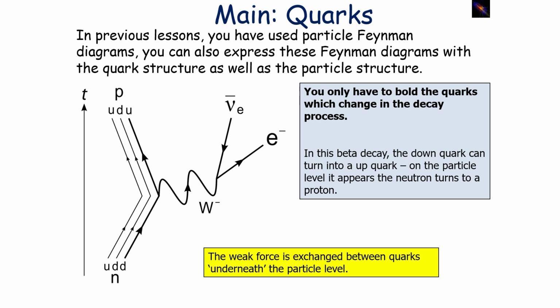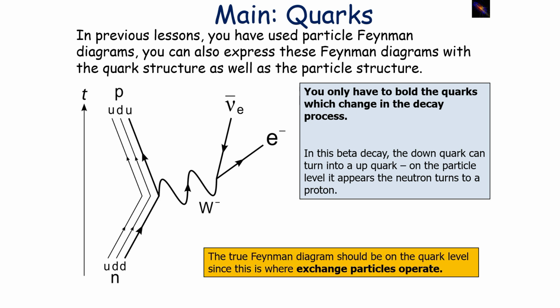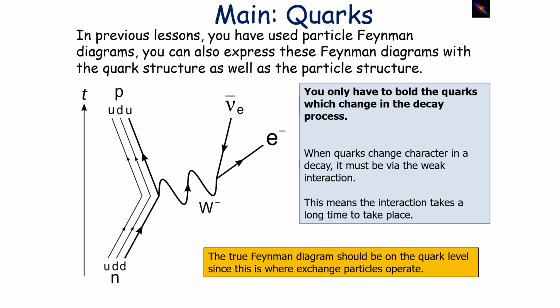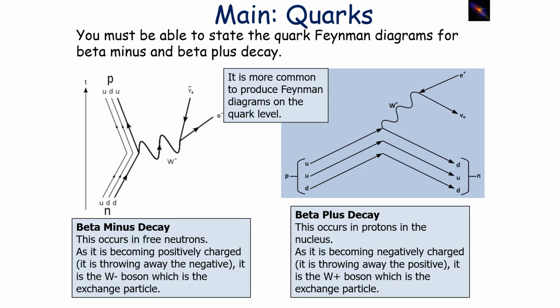Now, the weak force is exchanged between the quarks underneath the particle level. So a true Feynman diagram should be on the quark level, since this is where the exchange particles operate. Now, you can see here that you can observe the different quarks changing in your Feynman diagram. You should be able to state the quark Feynman diagrams for both beta minus and beta plus decay, as you can see in these particular diagrams.